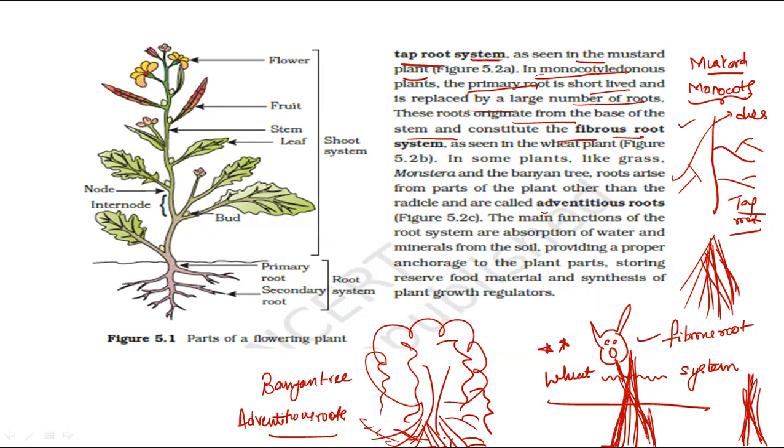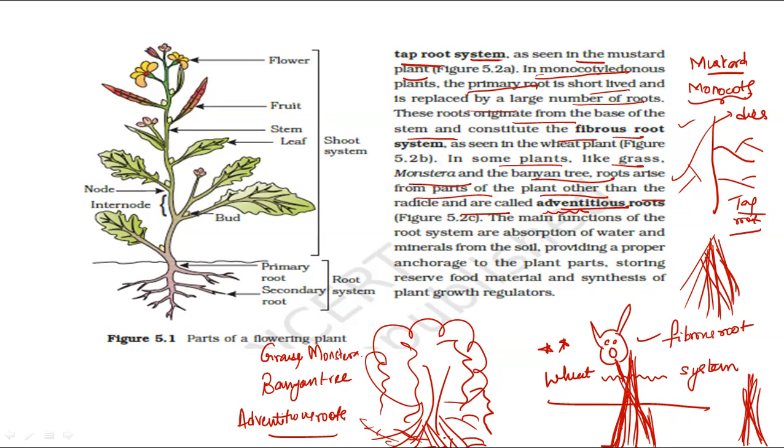Okay, now what are adventitious roots? In some plants like grass, monstera, and banyan tree, roots arise from other parts of the plant other than the radicle, and they are called adventitious roots. So the examples given are grasses, monstera and banyan tree.